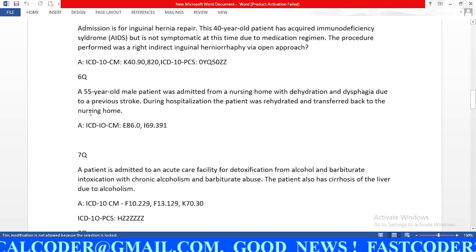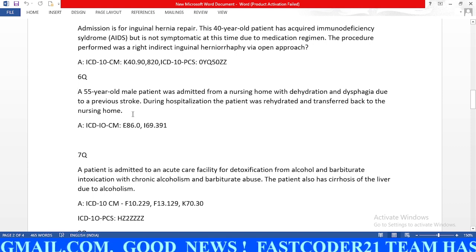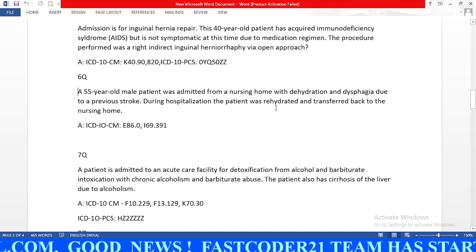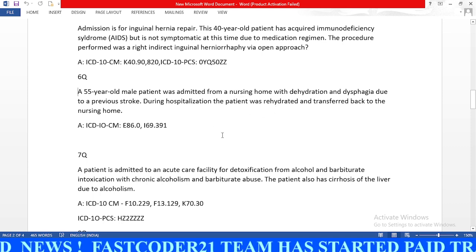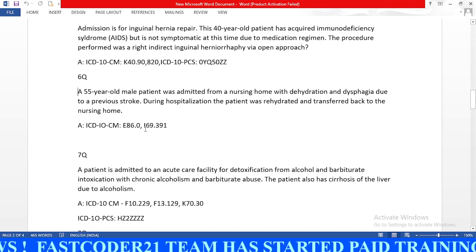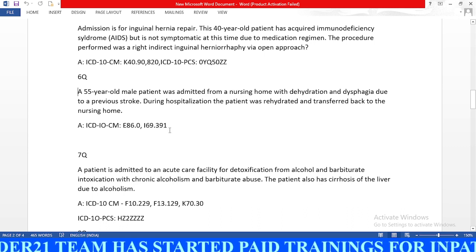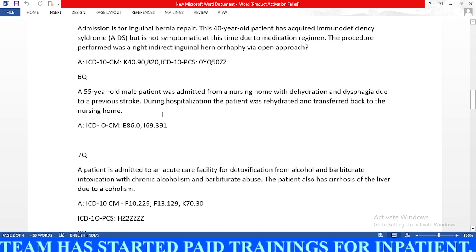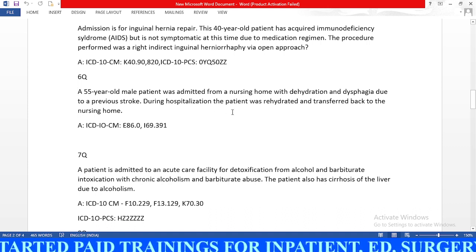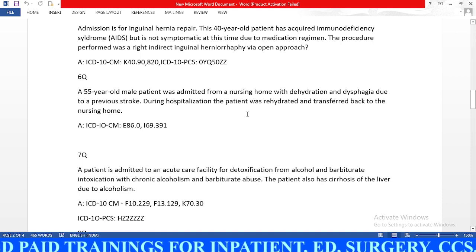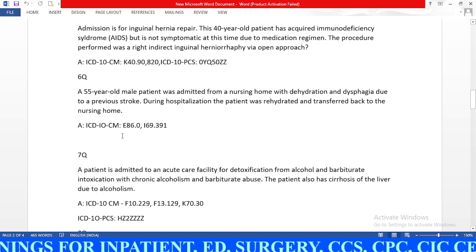Based on this scenario, the physician has performed more work on treating the patient's dehydration using rehydration. Because of that reason, we need to code dehydration as the PDX using E86.0, and dysphagia due to stroke using I69.391. Basically, the physician has worked more on treating the dehydration, so we need to give dehydration as the PDX here.